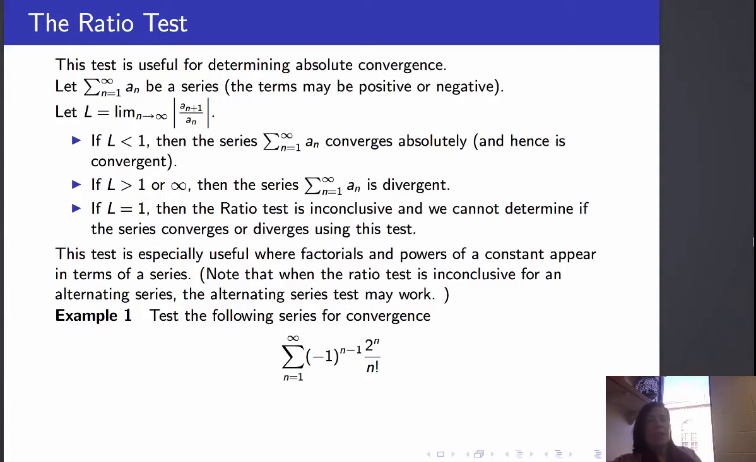Well, now we're going to study the ratio test, which is very useful in determining absolute convergence, especially when we have factorials and powers in our expression for a_n. The test goes like this.